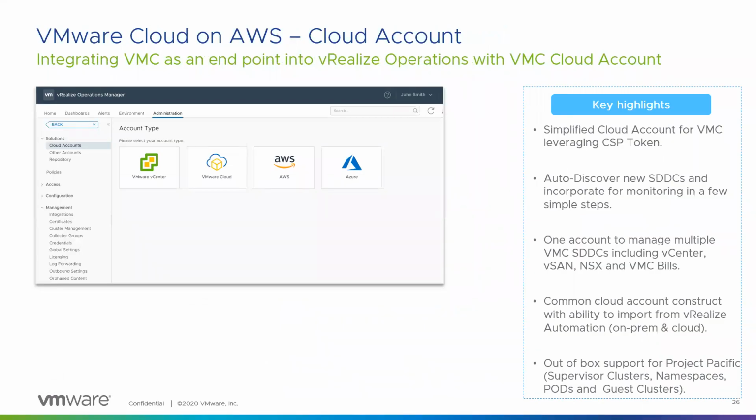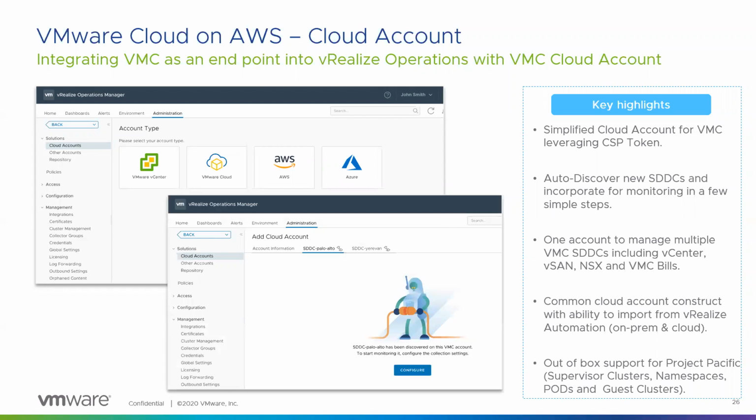Second part, we have gone to VMware Cloud on AWS. As I mentioned earlier, we had only Azure, AWS, and vCenter as cloud accounts. Now VMC is also part of it. What that means is you get to authenticate using the CSP token, and the same account can be used for managing multiple SDDCs, and all of those bills that get generated through VMC come in, and we analyze them side by side with your other public clouds or private clouds that you're running. And all of this is natively available now.